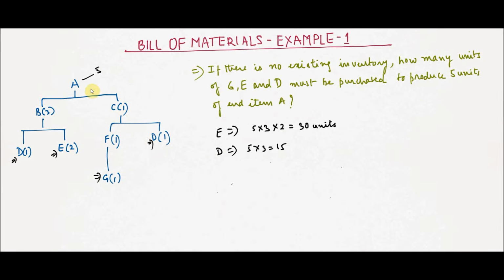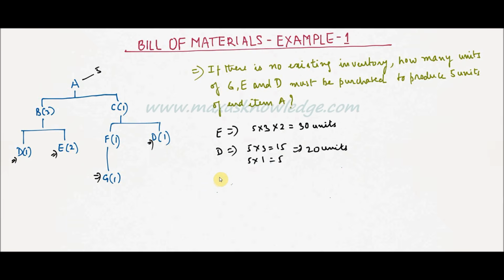So now we have 1 unit of A requires 1 unit of C, and 1 unit of C requires 1 unit of D. So 5 units of A will require 5 into 1, that is 5 C, and 5 C will require 5 Ds. This will be 5 into 1 into 1, of course, which will be 5. So the total will be 20 units of D required to manufacture 5 units of A.